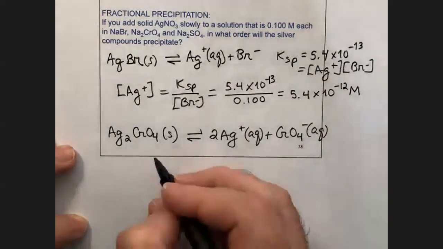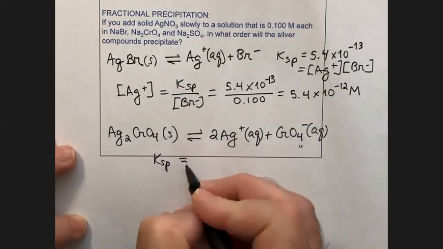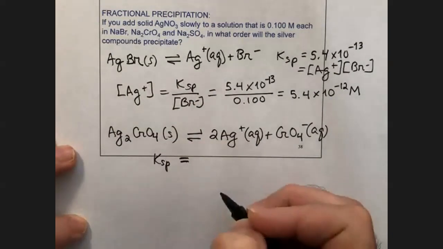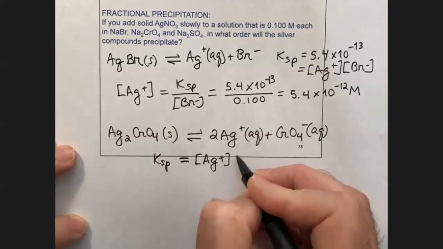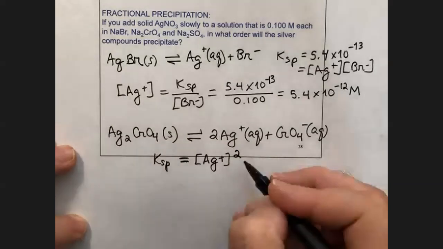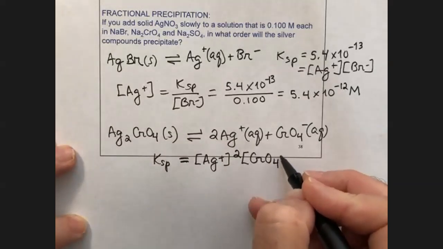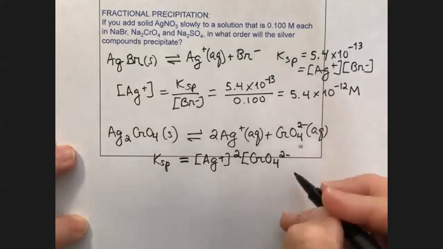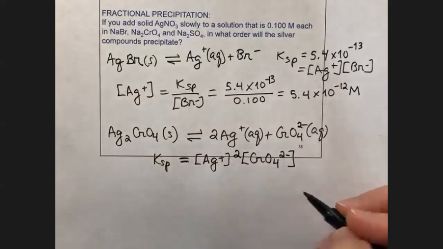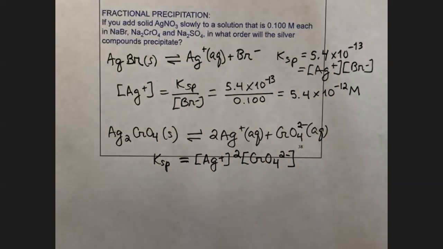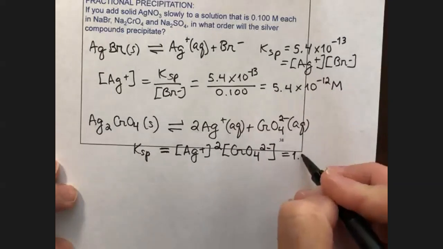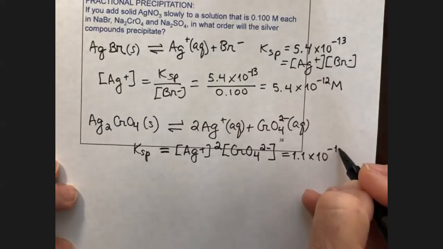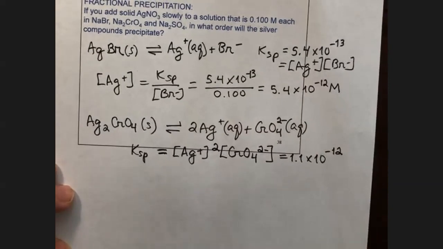All right, so KSP here is silver ion squared times chromate ion. Oops, I forgot this is 2 negative. And we had to look that one up. Let's see what I have here. I have 1.1 times 10 to the negative 12 as the value of KSP.